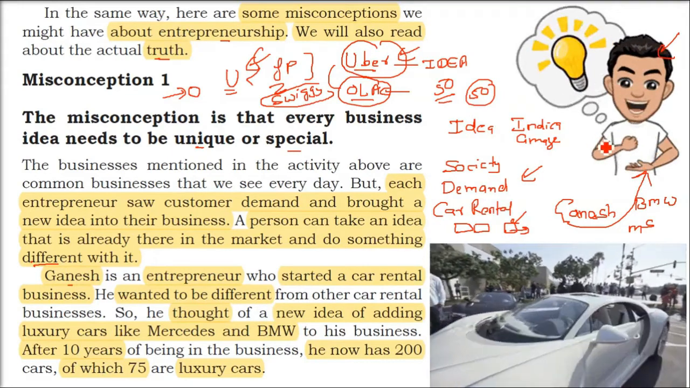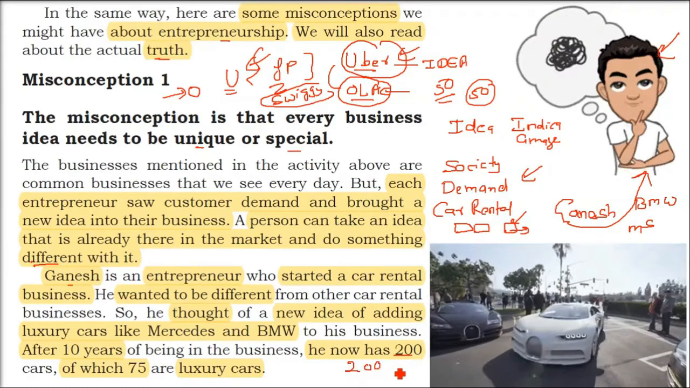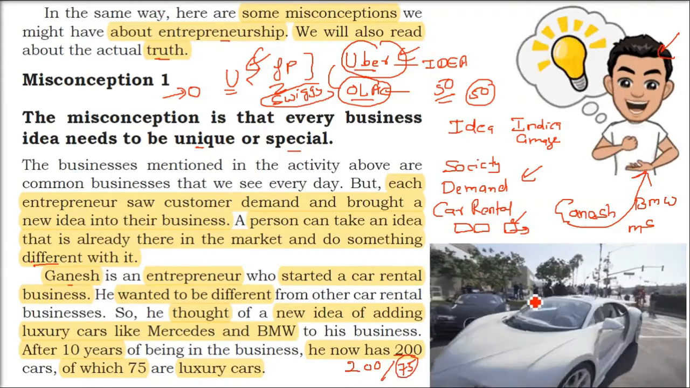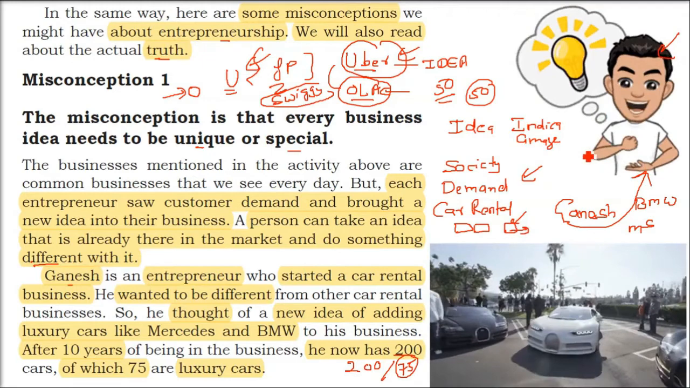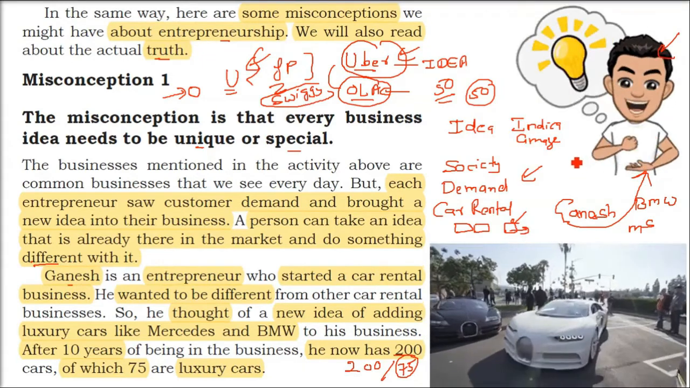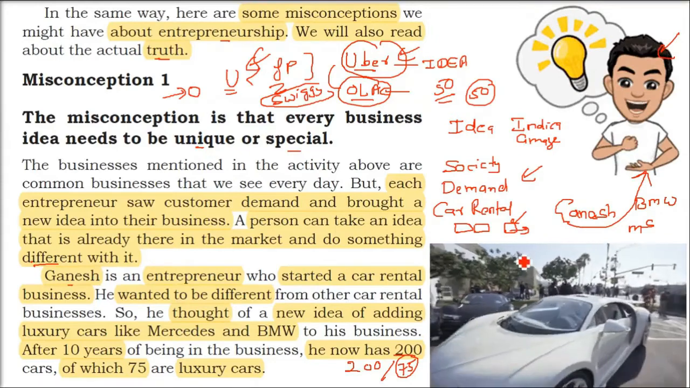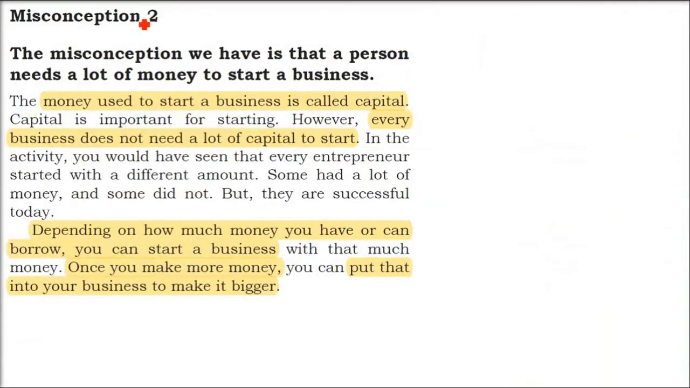So what happened after 10 years? Now Ganesh has 200 cars, out of which 75 are luxury cars. So the business idea of car rental was already there, but he just added a twist, added a certain layering to it, or you can say he garnished it with Mercedes and BMW. That is why he was a success.